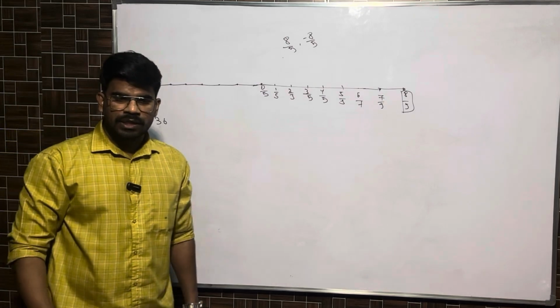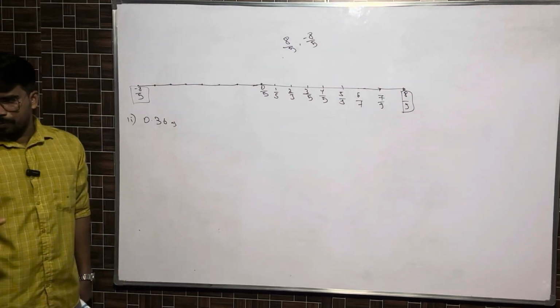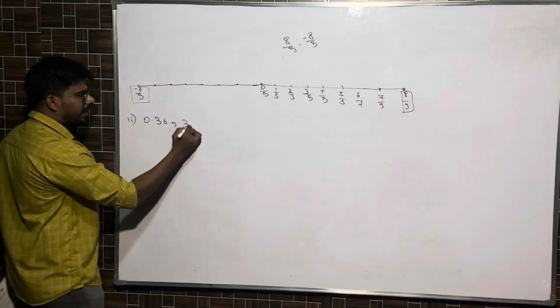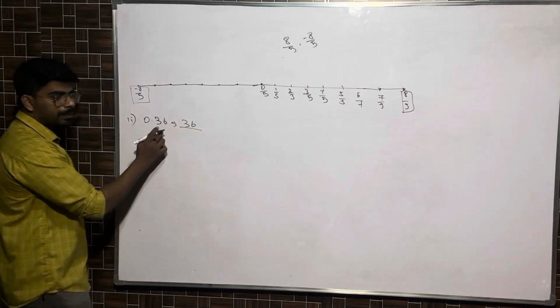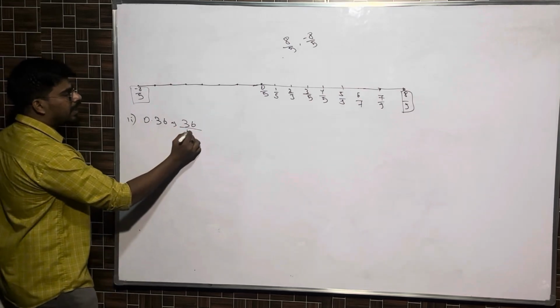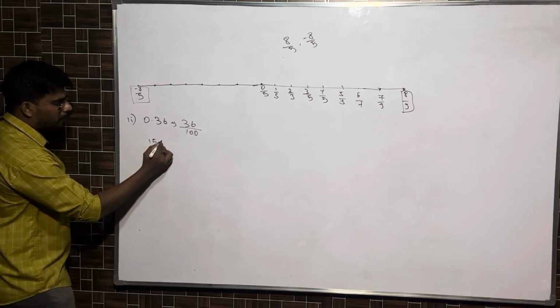So how do we write this in the form of p by q? Very good. Consider that there is no point and write as it is. 0.36 is nothing but 36, divided by 100, because after the point two numbers are there. For example, next question, 15.4 is there.